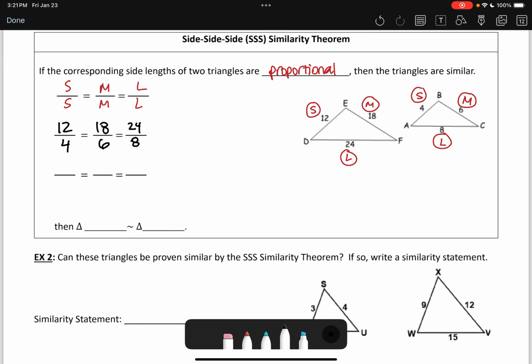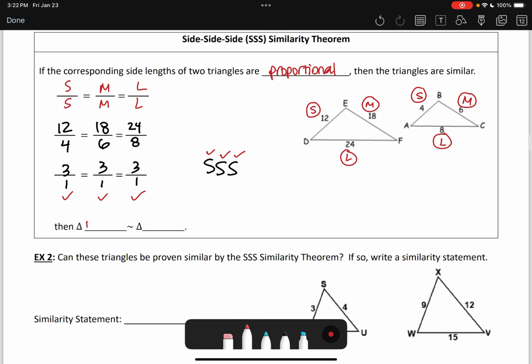And if you simplify those, 12 over 4 is 3, which would be 3 over 1. 18 over 6, 3 over 1. 24 over 8, 3 over 1. So what we're seeing here is that all three ratios for the corresponding sides are proportional. The reason why I put the little check marks there is because I treat this as a checklist. I have three ratios that are equivalent, so three sides that are proportional checks off all three S's, allowing us to write a similarity statement.